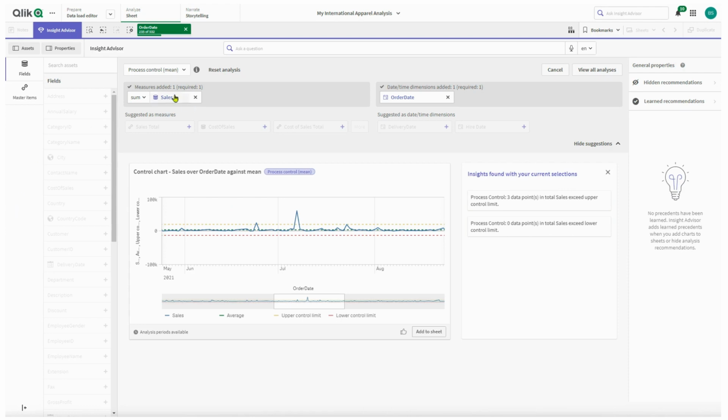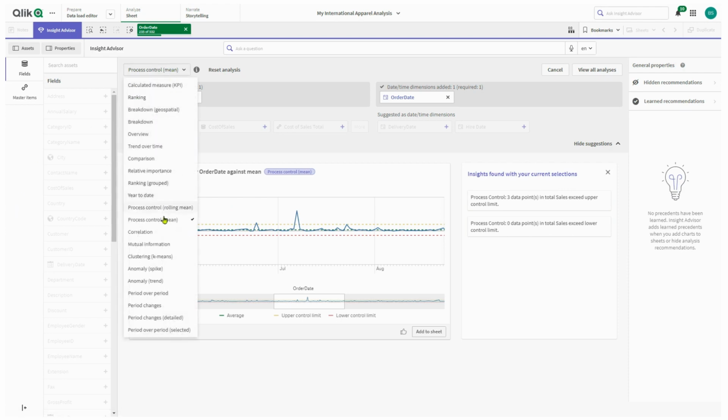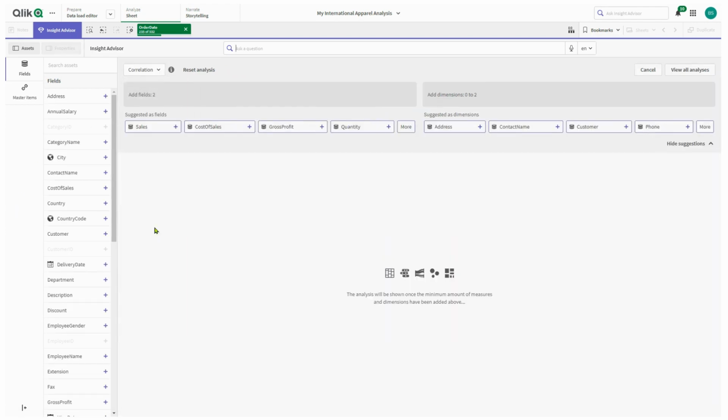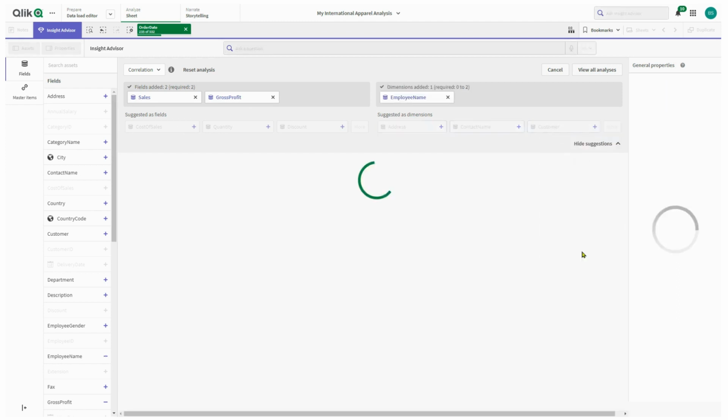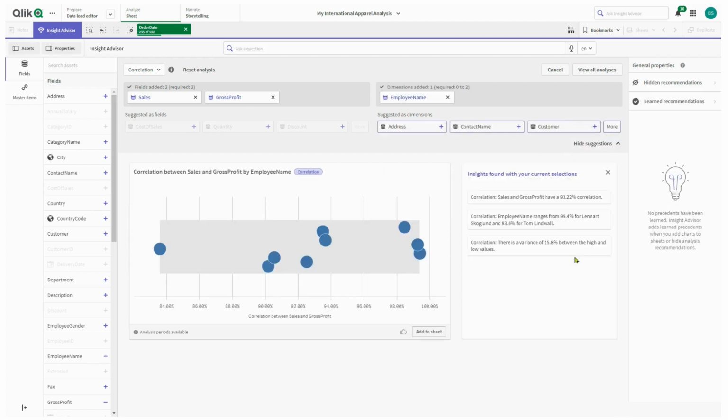Right, the next one we're building is a correlation chart. So let's have a look. Adding sales, and we need to add gross profit. We need two fields, and the correlation between sales and gross profit is quite strong. And we'll have a look at employee name. When we do that, we'll see that one of the salespeople, Tom Lindwall, has less correlation. So he's someone to investigate and see what he's doing with sales and what's happening with his gross profit.